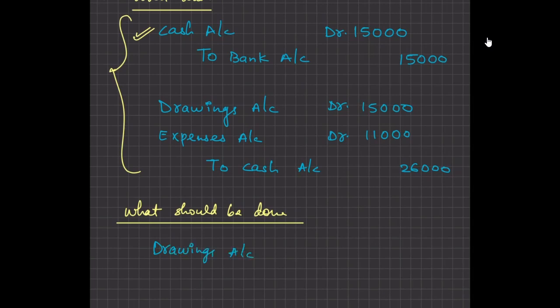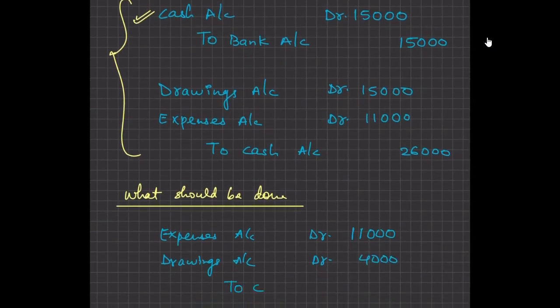Drawings account, sorry, if it was used for the business purposes, so this would be expenses account debited with 11,000 and drawings should be debited with 4,000 and cash account should be credited with 15,000.